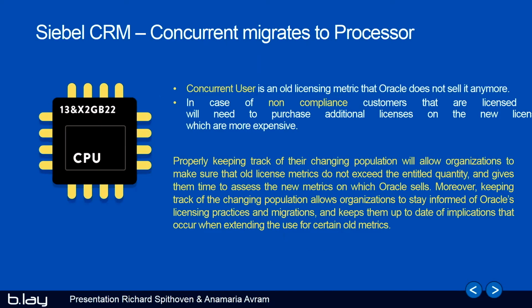Another situation that can make customers uncompliant is the old licenses, the old concurrent user licenses that migrated to processor. So in case of non-compliance, customers that are licensed for this concurrent user metric will need to purchase additional licenses on the new license metric, which are more expensive.